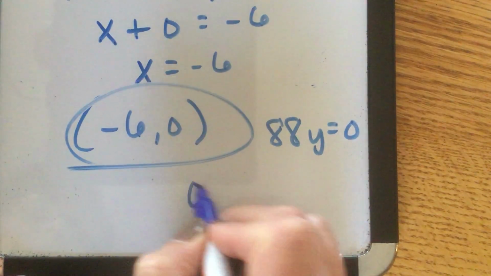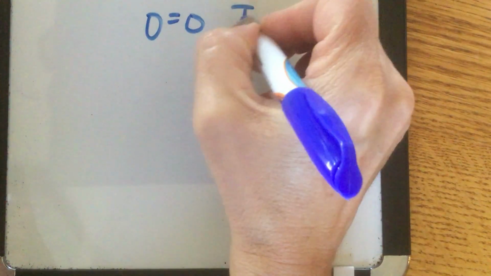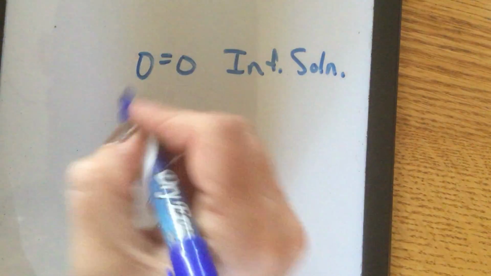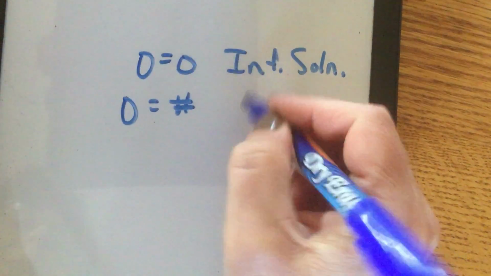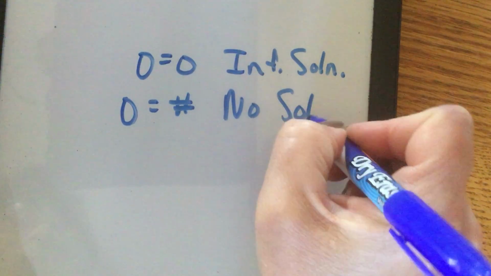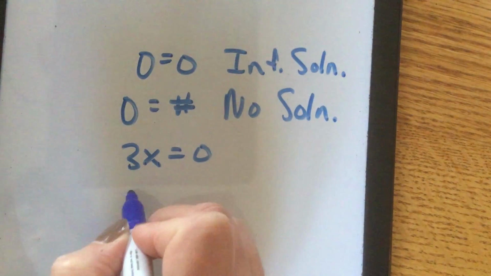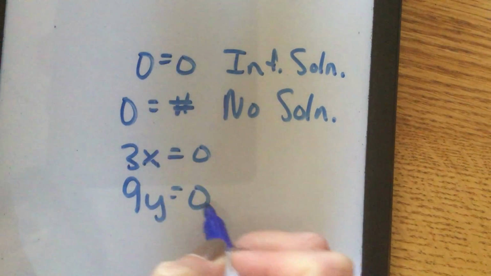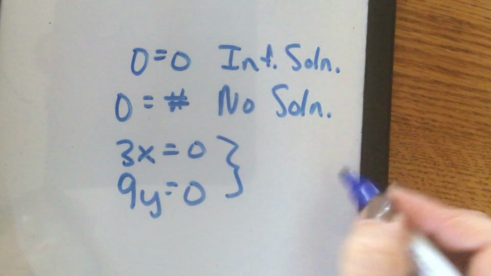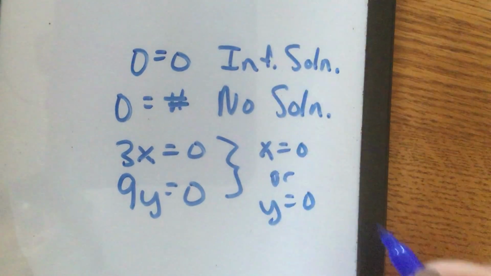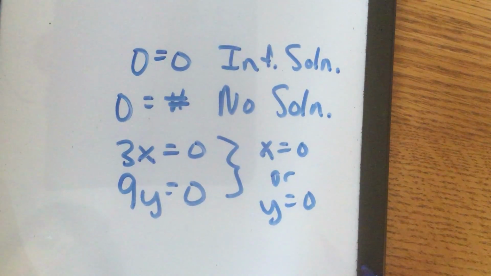So to review, let's erase this. To review, 0 equals 0 is infinite solutions. 0 equals some number cannot happen, so that is no solution. If you get 3x equals 0 or 9y equals 0, that is just going to mean that x is equal to 0 or y is equal to 0, and you're going to continue on solving it the same way.